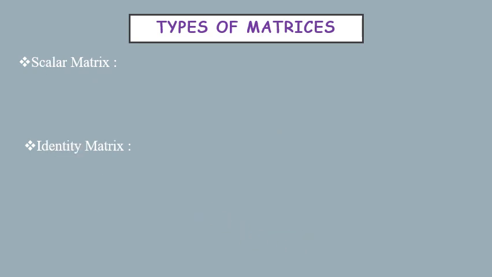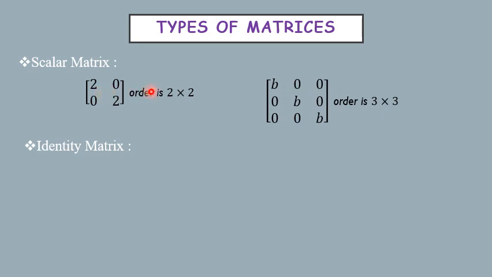Scalar matrix: it is also a square matrix in which non-diagonal elements are 0 and diagonal elements are the same. These are examples of scalar matrix. Here non-diagonal elements are 0 and diagonal elements are the same, so this is a scalar matrix. Here also non-diagonal elements are 0 and diagonal elements are the same, so this is also a scalar matrix.